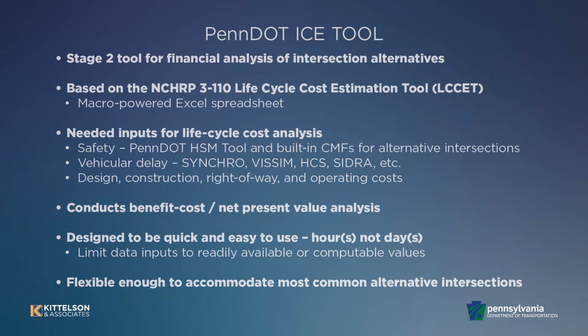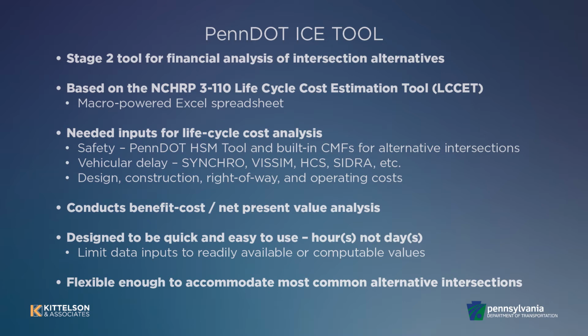The PennDOT ICE tool is used at Stage 2 of ICE to bring different performance measures together into a benefit-cost ratio and a net present value analysis. The PennDOT ICE tool is based upon a spreadsheet that was developed through NCHRP Project 3-110 several years ago. PennDOT has customized this NCHRP 3-110 spreadsheet to be focused at the intersection level and to essentially be hard-coded for analysis of certain types of intersections that are explicitly called out in the ICE policy and on the ICE forms.